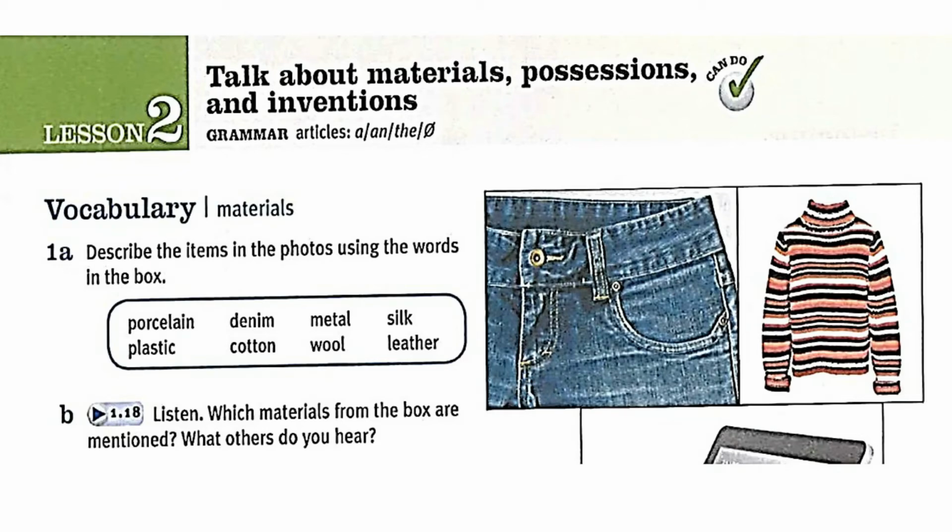In this session, we are going to talk about Lesson 2, materials, possessions, and inventions. The language point in this lesson is the articles. There are 4 articles: a, an, the, and the zero article. You're going to listen to an audio material which describes the items in the photos using the words in the box. Which materials from the box are mentioned, and what others do you hear? Unit 3, page 35, track 18.